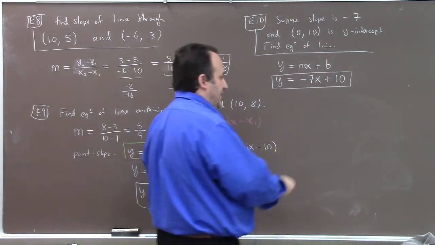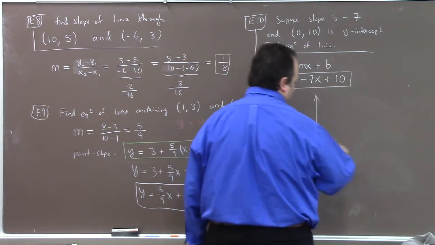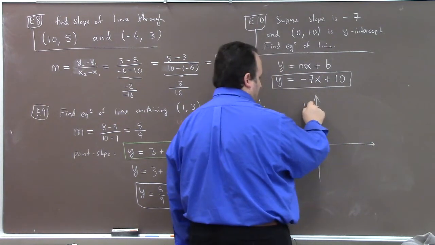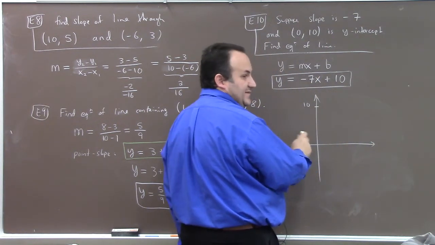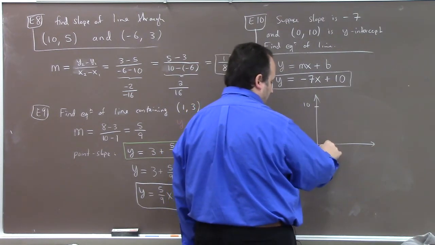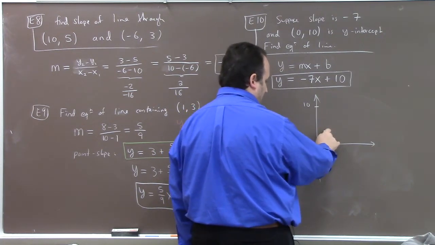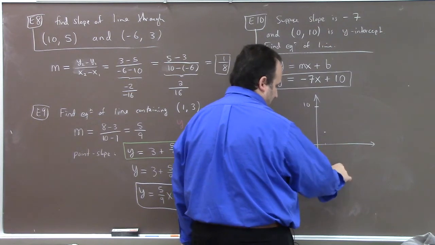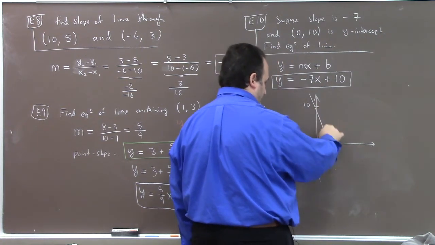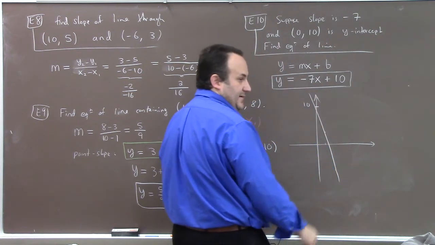If you wanted to graph that, the y-intercept is 10, right? The slope is minus 7. It means you go over 1, but you drop down 7. Go over 1, drop down 7. So it's something like that, right?